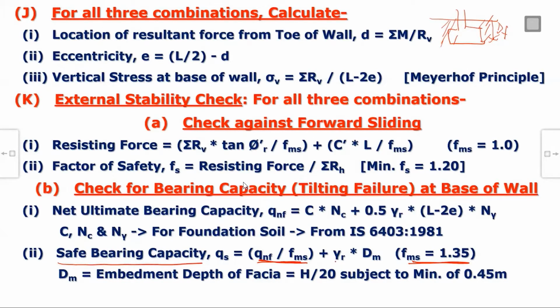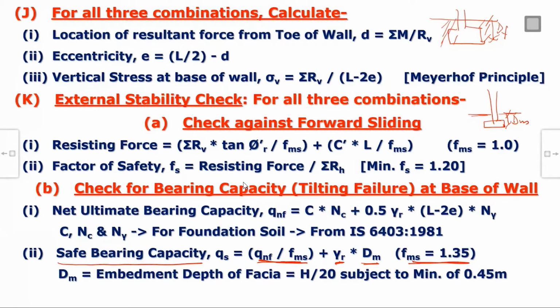So here the soil which you are filling is reinforced soil, and DM is the embedment depth. In this case, this much is embedded. My wall is embedded here. So this is the embedment depth, DM.